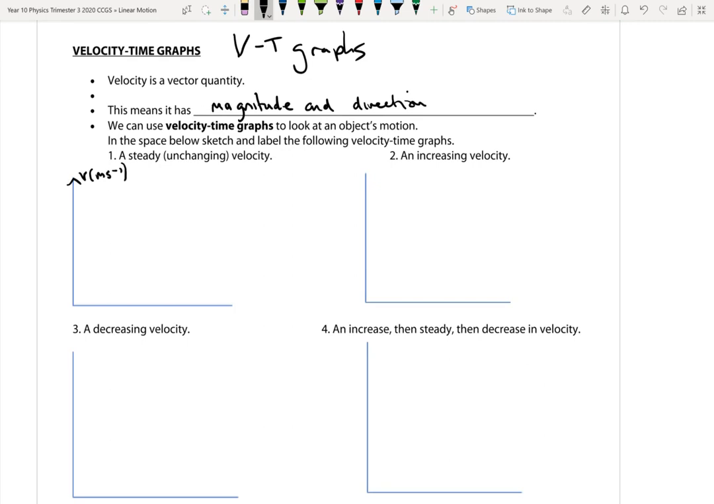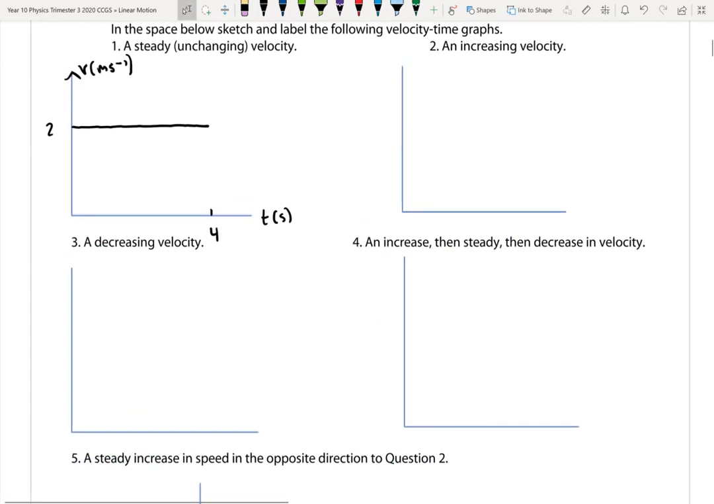If we place meters per second and then time in seconds, let's just do a very simple example: an object travelling at 2 meters per second for 4 seconds, okay? So now this is not a position time graph. If it was a position time graph, you would see it getting larger on the y-axis by 2 every second. It would start at 0, then 2 meters, then 4 meters, then 6 meters, then 8 meters. If you calculated the gradient of that, you would find it to be +2.